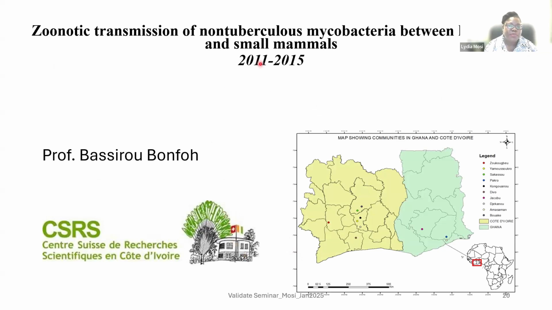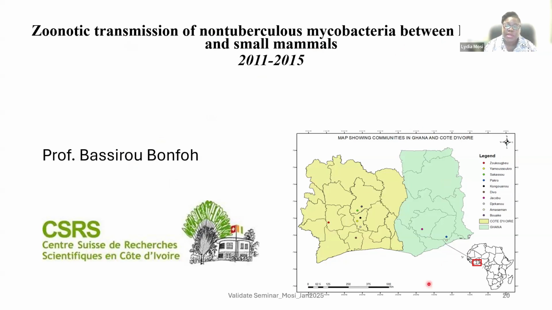And the first one was between 2011 and 2015, where I worked as a postdoc at the Centre Suisse de Recherches Scientifiques in Côte d'Ivoire, in Prof. Bonfoh's group, Bassirou Bonfoh's group. So my role in that as a postdoc here was to first establish a molecular biology lab and Buruli ulcer research at CSRS. And the whole aim was to understand if zoonotic transmission of M. ulcerans as well as other non-tuberculous mycobacteria existed between humans and small mammals.